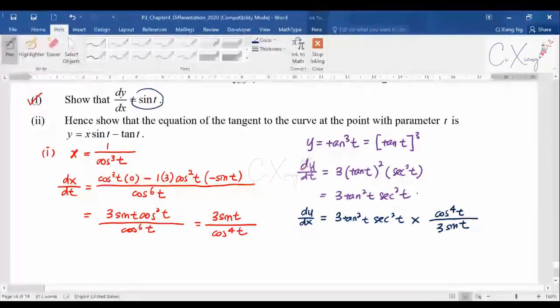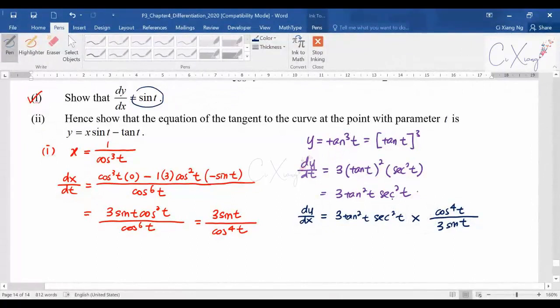So for all the equations here, if possible, I will try to change everything into sine and cos. 3 is a 3, I just copy. Tangent square will become sine square t divided by cos square t. Now for secant square, you have 1 over what? Secant square means 1 over cos square t. Then multiply with cos power 4t divided by 3 sine t.